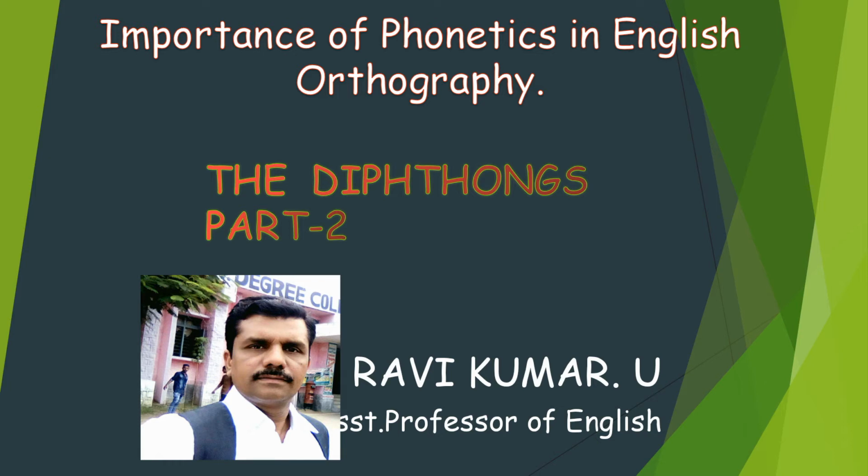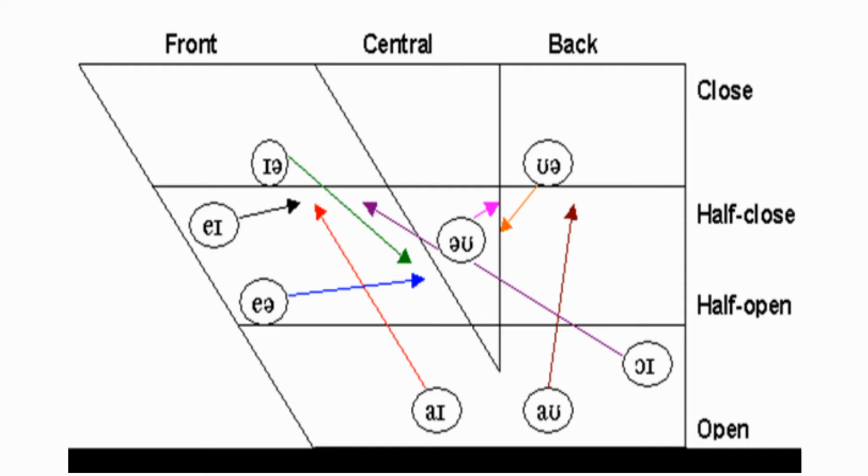In this video I am going to explain two more clusters of diphthongs. As you know already, the 8 diphthongs are divided into 3 clusters based on the gliding movement. The 3 clusters are: the first cluster gliding towards E, the second gliding towards U, and the third gliding towards A.